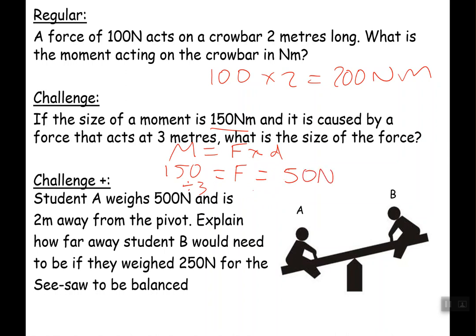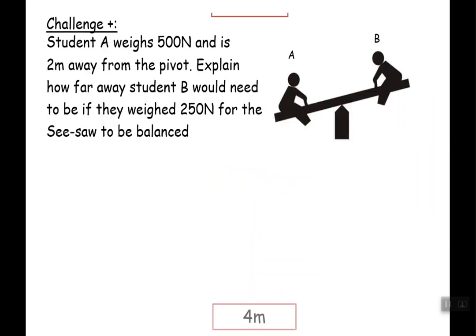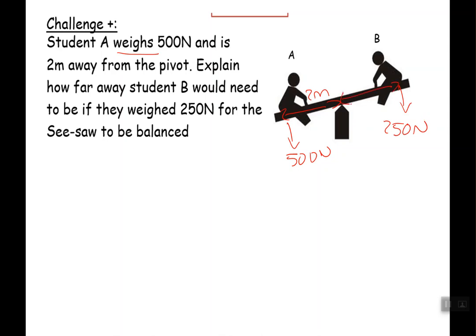And that's it. Now this last question, the type of question they're going to be asking you, is about more than one moment being applied to a situation. So we've got a seesaw here. It says student A weighs 500 newtons. Remember, weight is a force. Student A, 500, and is 2 meters away from the pivot. Student B has a weight of 250 newtons. How far away do they need to be in order for it to be balanced?